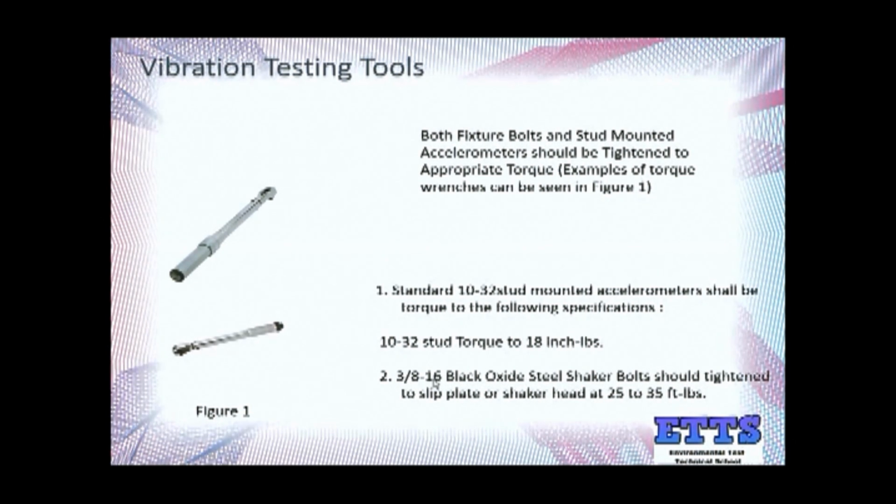And your 3/8-16 black oxide steel shaker bolts should be tightened to the slip plate or shaker head at 25 to 35 foot-pounds. This will vary depending on the opinion of the test lab and what their standard is, but it will typically be in a range of 25 to 35 foot-pounds.